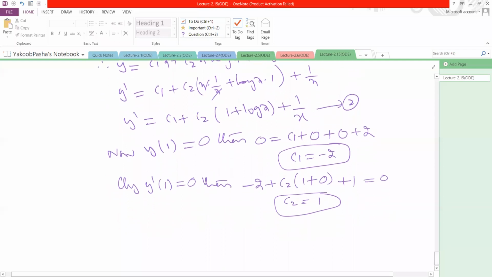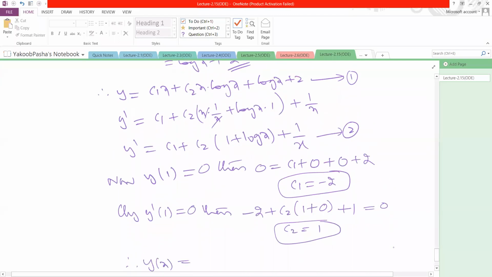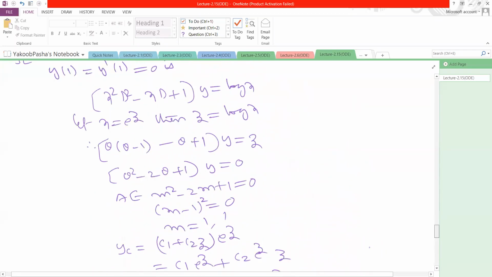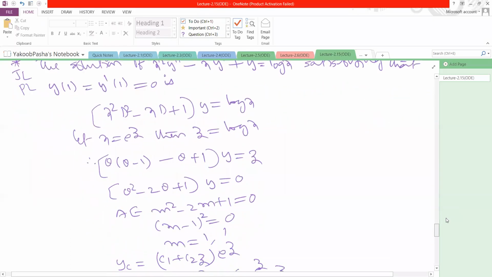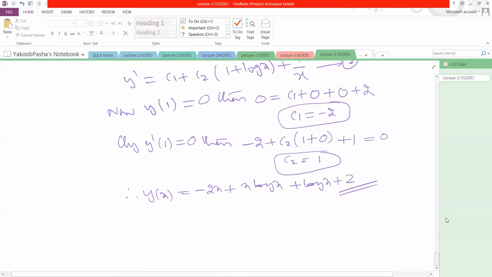Therefore, the general solution is y of x is equal to, substitute in equation number 1: c1 x, that is minus 2x, plus c2 x log x, that is 1 x log x, plus log x plus 2. This is the general solution of the given differential equation. It is from JL and also from PL. Polytechnic lecturers also asked it, but they gave a little difference in the options.